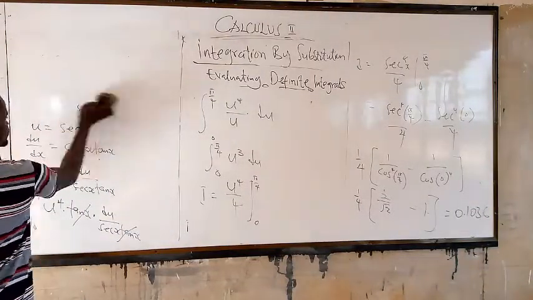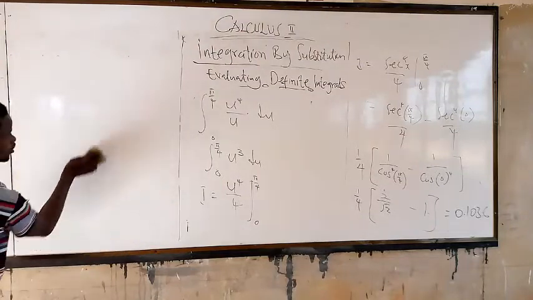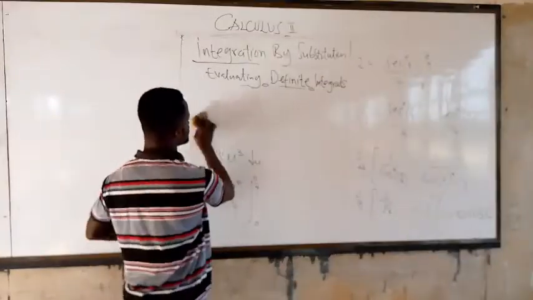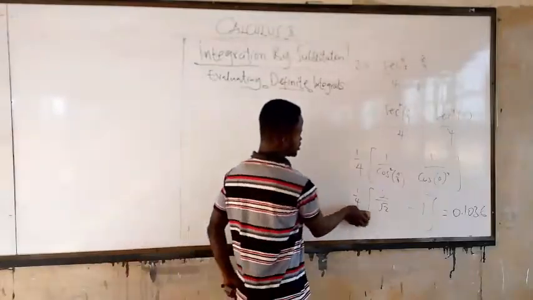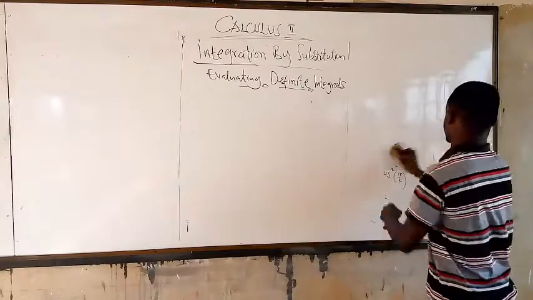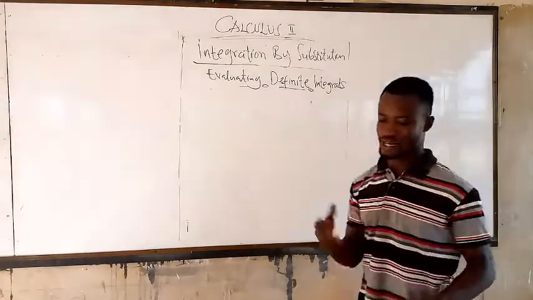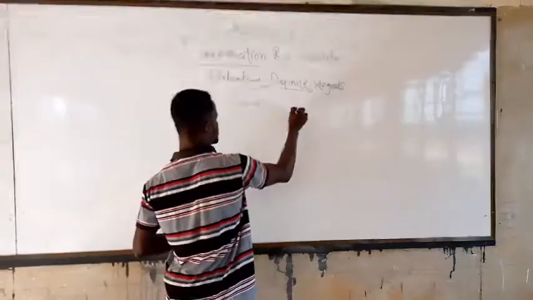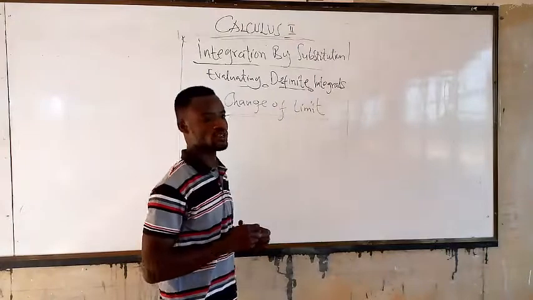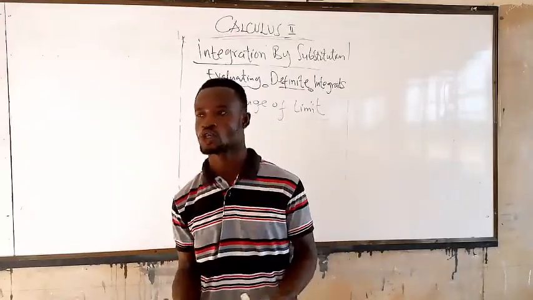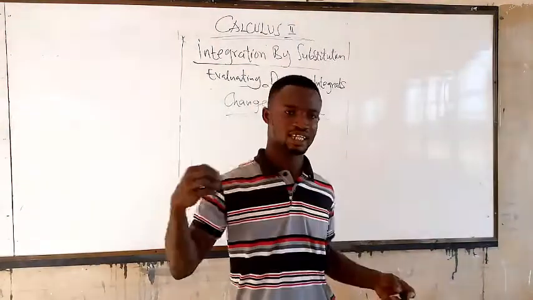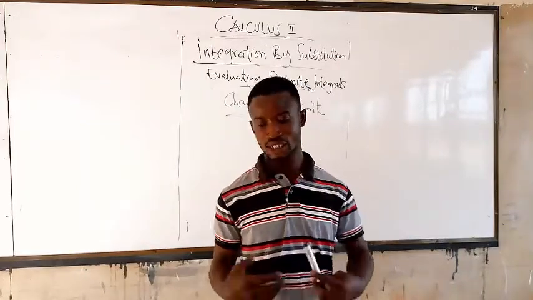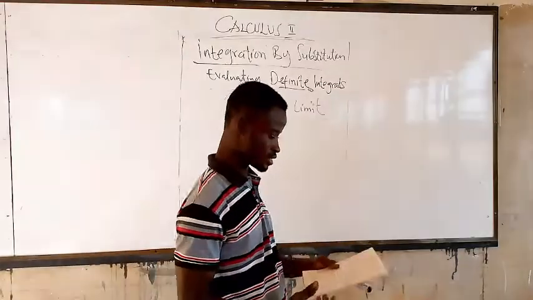Let's see. Alright, so let me talk about the change of limits. Now I'm going to show you by one example, then I leave the rest of the questions for you to go and try. Change of limits. Let's say that after integration and getting it in terms of u, you don't want to substitute back the value of u, which is in terms of s, but you want to maintain the u. You have to do change of limits. And that is what we are going to look at right now.